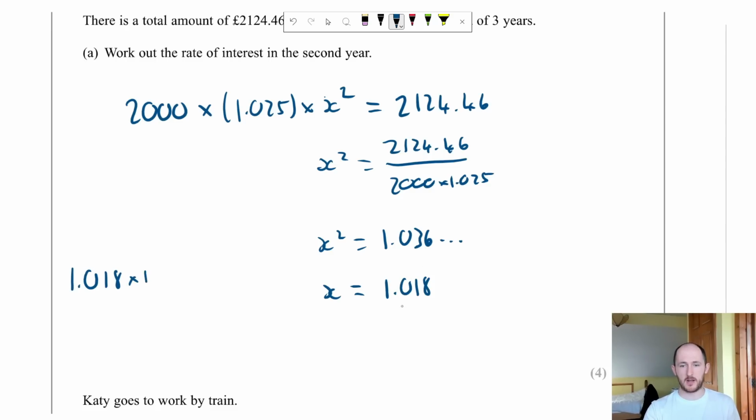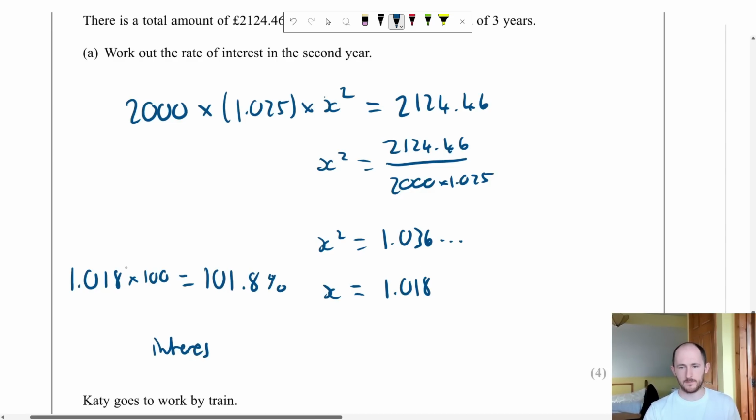So to get this into a percentage, an interest rate, I'm going to times by 100, which gives me 101.8%, which means my interest rate is 1.8%. So again, depending on how you set up your equation, you might get a weird answer. In this case, I saw this and thought, it looks like the percentage multiplier. So I times it by 100, subtracted 100 from it to get the 1.8%.